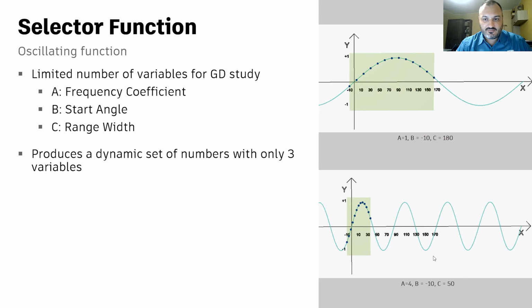So this is where the selector function concept comes in. It's something that will produce this dynamic set of variables, but it's happening via a continuous function. So in this case, I've picked an oscillating function, a very simple one, the sine function, and I've used only these three parameters to control the generation of these dynamic variables. So they are the frequency coefficient, the start angle, and the range width. So how big is this green window, so to speak.